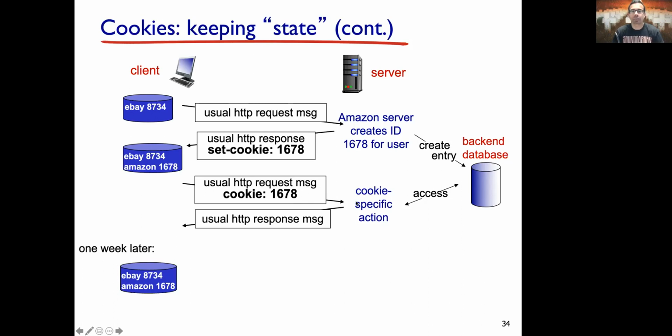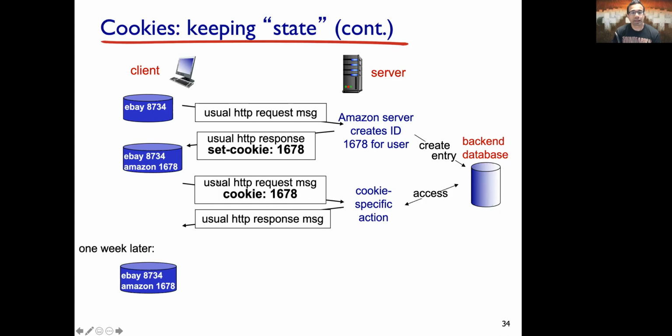So this, for example, allows the server to maintain a shopping cart, right? So as you move through the Amazon website and keep adding stuff, all of that gets associated with this cookie, and it's all sort of kept in that user state, essentially, right?